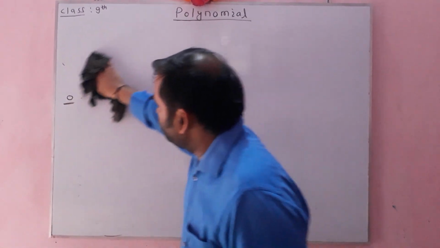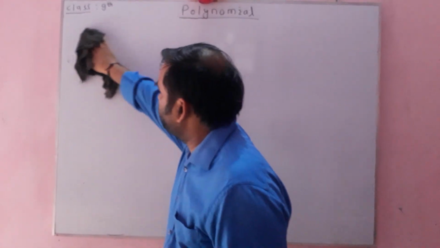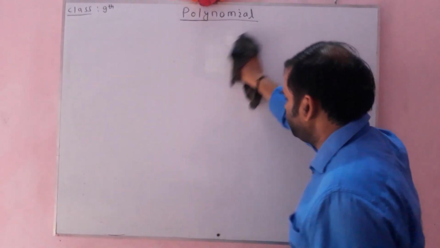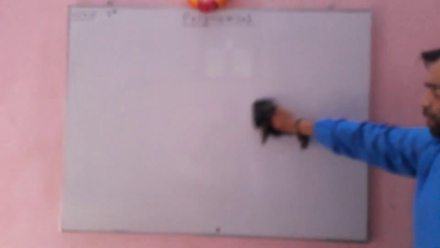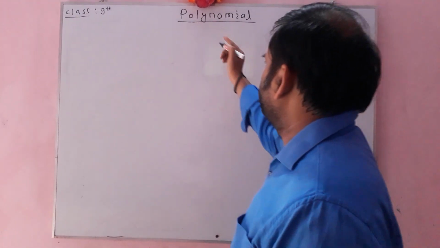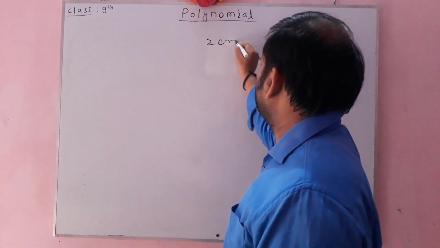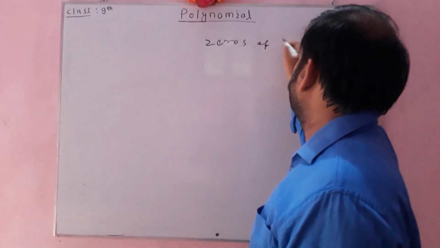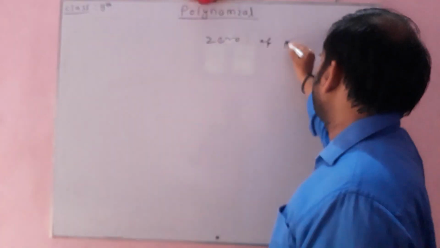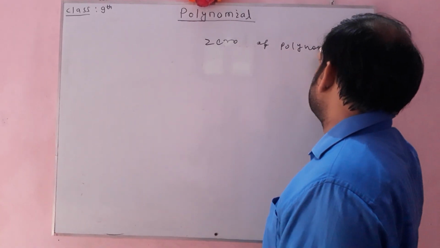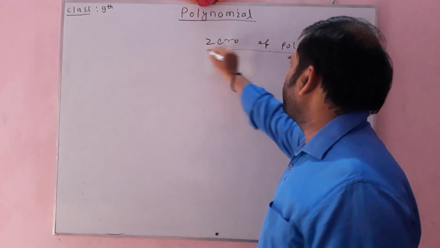Now I think you understood the concept of the general form of the polynomials. So now our next topic is zeros of a polynomial. This is the next topic, so I will discuss this in the next video.